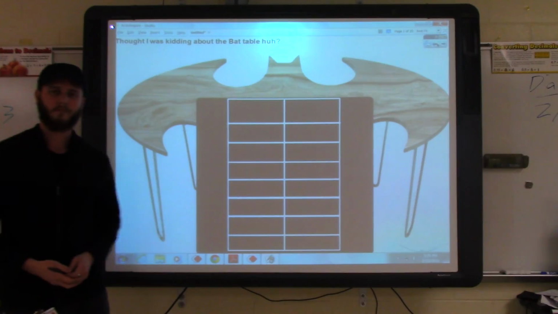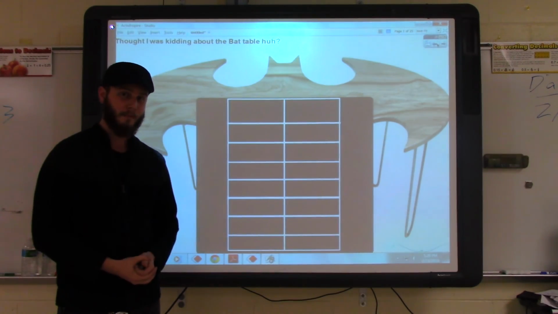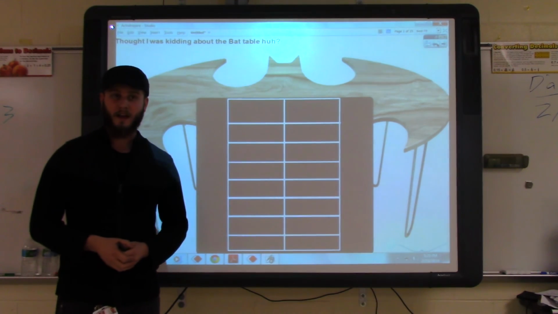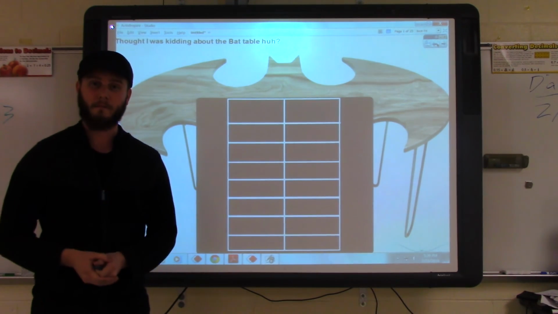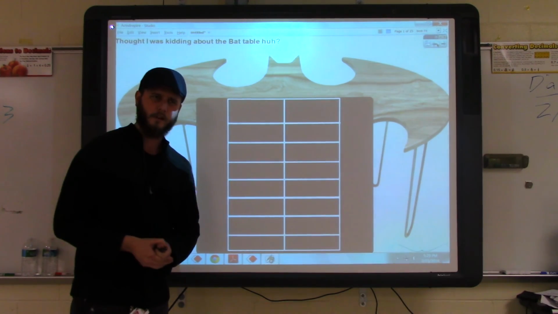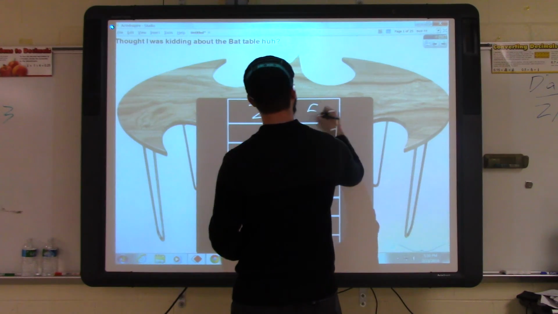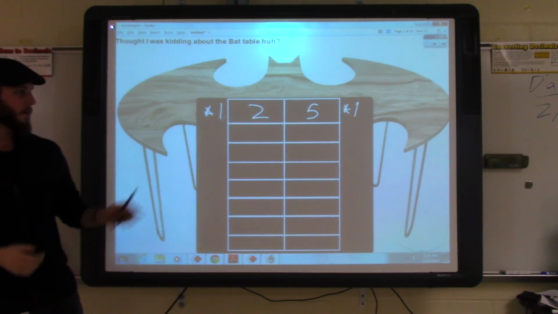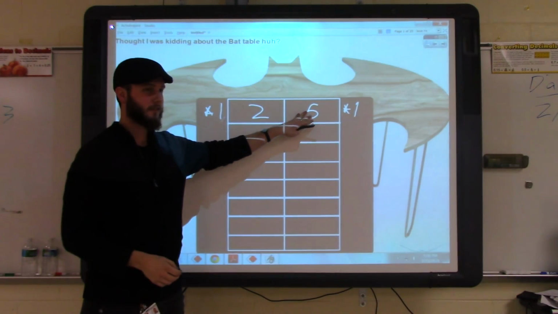To the bat table! Okay, here we are at the bat table. What we're going to do is we're going to start with an original fraction, and then we're just going to start expanding from there. So let's go ahead and start with 2/5. Sounds fair enough. So here we have 2/5.